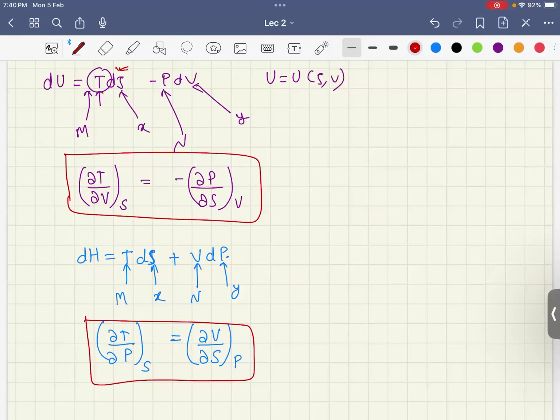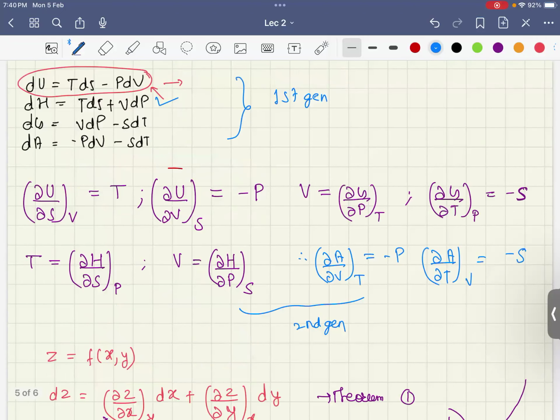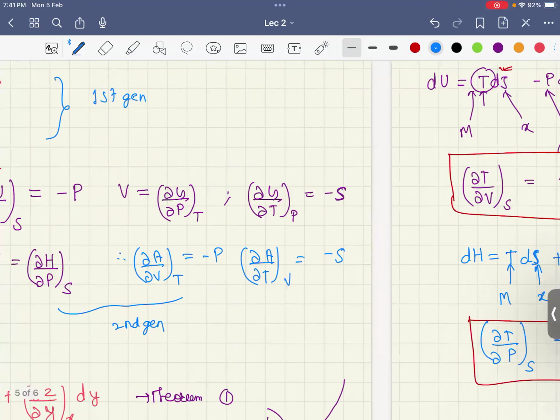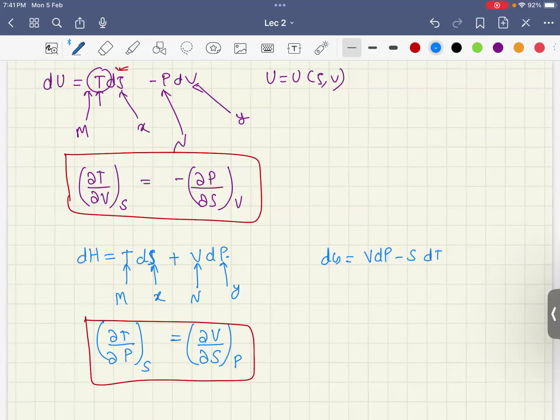Okay, now let's go to the third one, dG. dG is equal to VdP minus SdT. Now this is our M, this is our X, this is N, and this is Y. That means dou V upon dou T at constant pressure is equal to minus dou S upon dou P at constant temperature. Yes, very good.